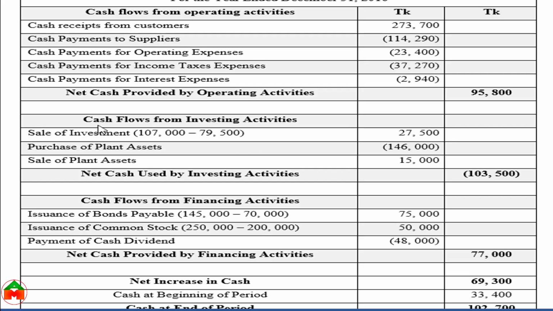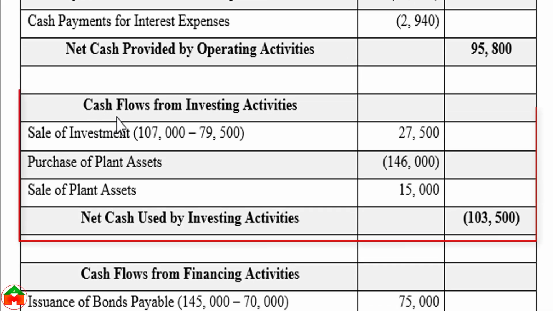Now we are in the second part of the cash flow statement. In the second part, we will prepare cash flows from investing activities. We will prepare this part by taking information from the comparative balance sheet, I mean long-term assets, long-term investments, and long-term property, plant, and equipment. So let's get back to the question.